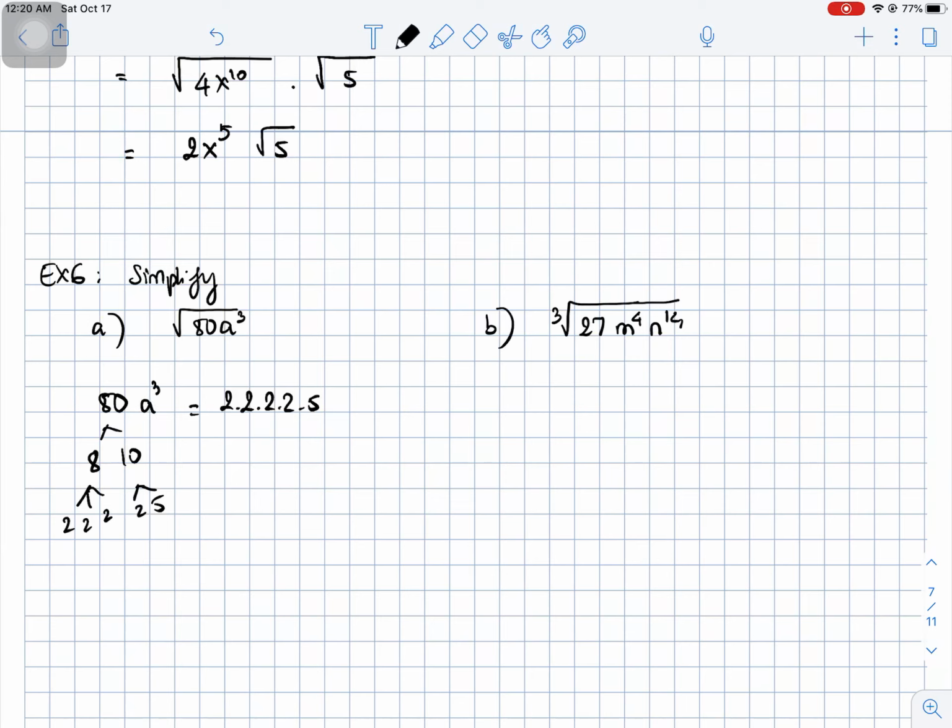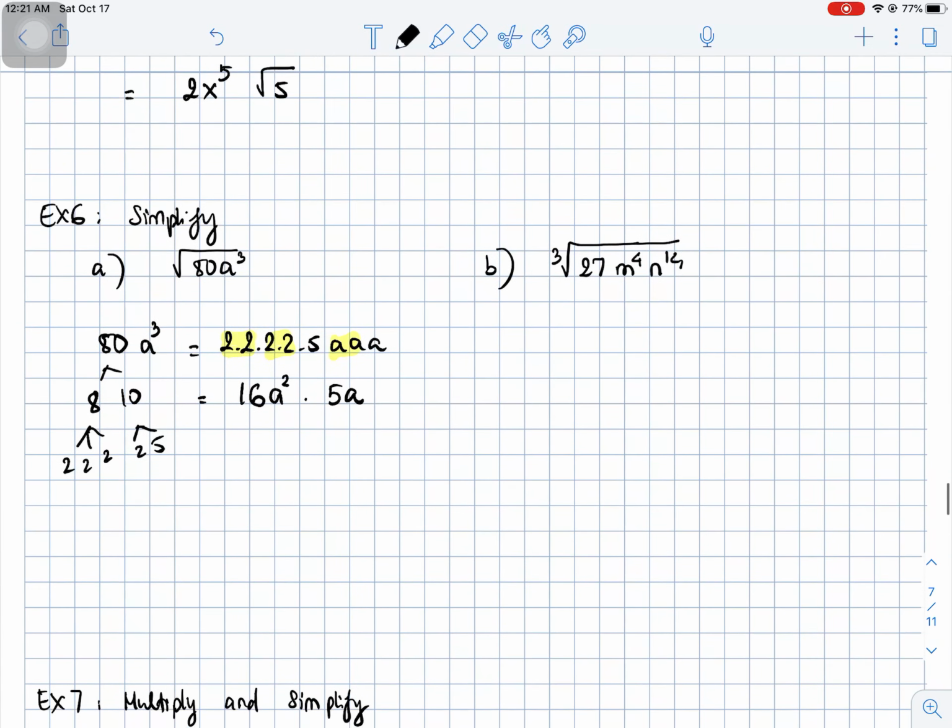Example number 6, we will break 80 as 8 times 10, and then 8 is 2 times 2 times 2, 10 is 2 times 5. Then 80 is 2 times 2 times 2 times 2 times 5. We also have a cubed, then we have 3 of the a. Now we're looking for the group of 2 because we're working with the square. We have 2 of the 2, 2 of the 2, and 2 of the a.